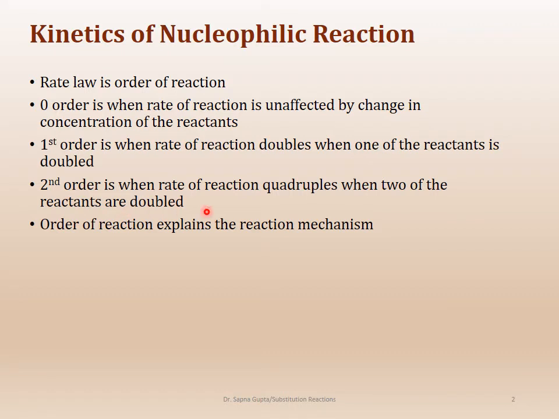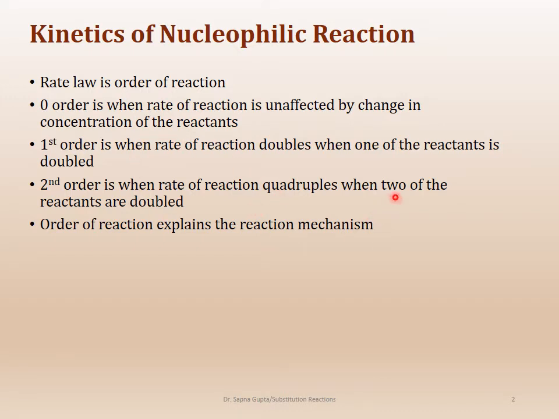All of these, whether zero, first, second, or third order, are determined only by experimentation. Eventually you'll be able to predict, but otherwise there is no way you can look at a reaction and say it is going to be first order or second order. These reactions have to be worked out in the lab, and then you study them and figure out the order of reaction.